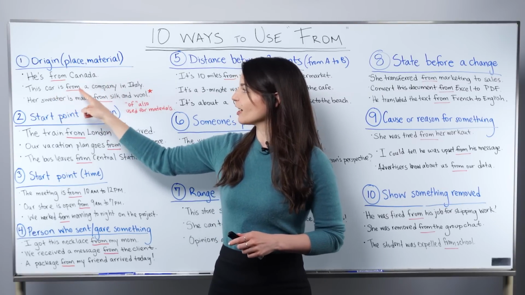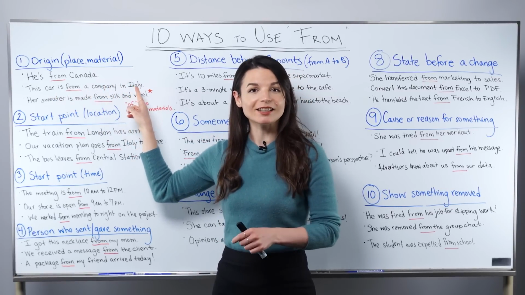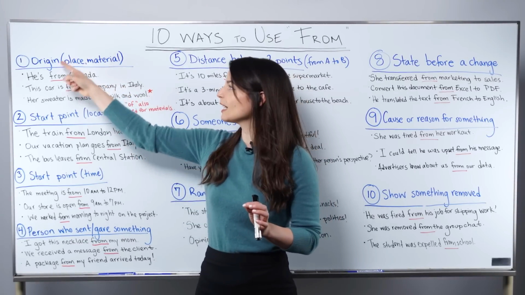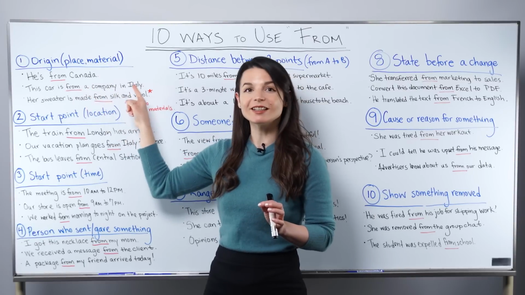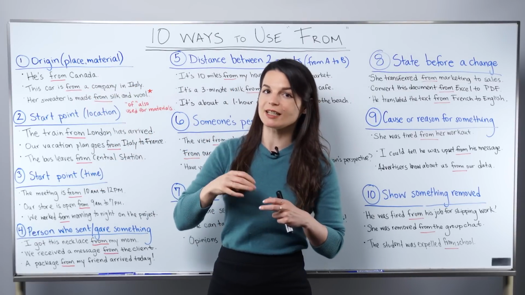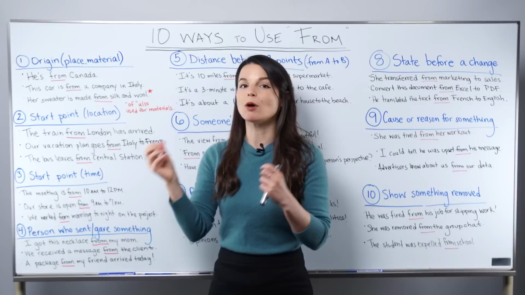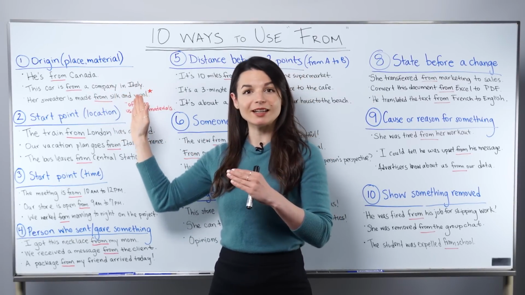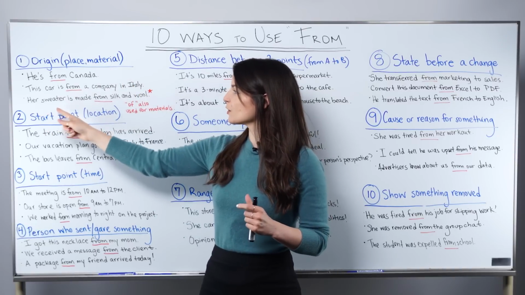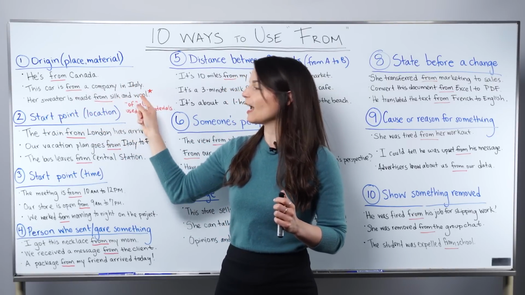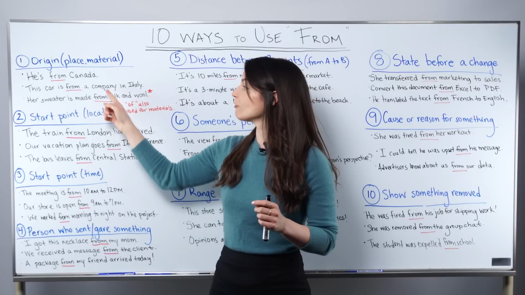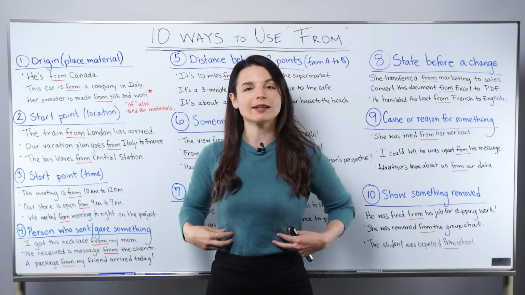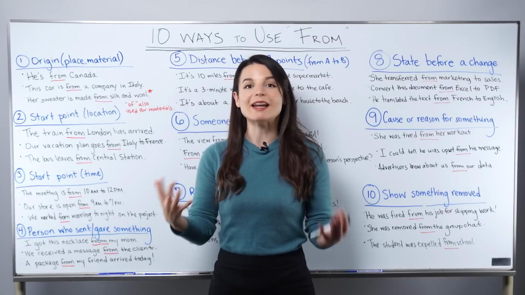Second, this car is from a company in Italy. This car is from a company in Italy refers to the place, in this case, a company in Italy, the car originated. So where did that thing come from originally, in the beginning? In this case, we're talking about a company in Italy. Third, her sweater is made from silk and wool. This use of from tells us the origin of the materials. So we're talking about, in this case, what something is made of.